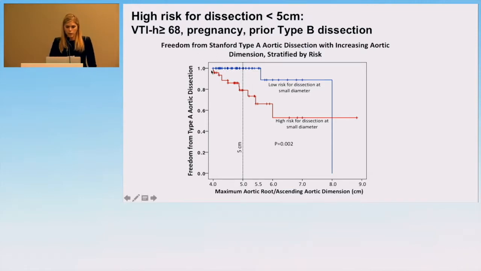And we said, do you have one of the 3 predictors, either tortuosity index greater than 68, pregnant, or you had a prior type B dissection without a root replacement. And if you look, along the x-axis is not time, it's aortic dimension. So we said, at what aortic dimension did you rupture, or did you dissect? So this is freedom from type A dissection. And if you look, in the low risk group who did not have these, not a single patient had a dissection before 5 centimeters. In fact, the first patient to have a dissection in that group was 5.6 centimeters.